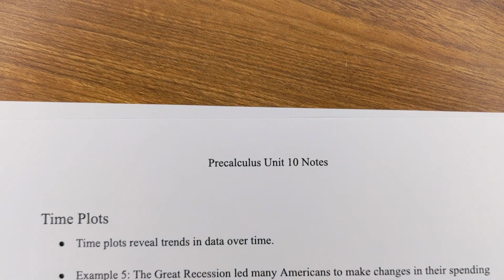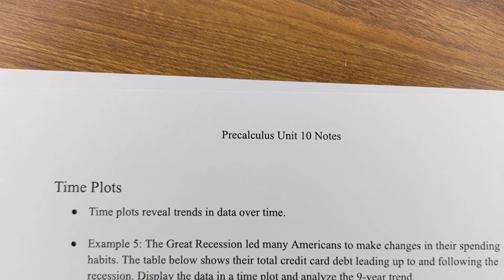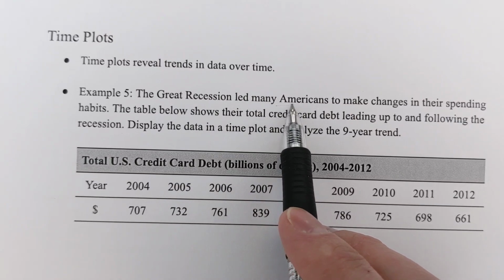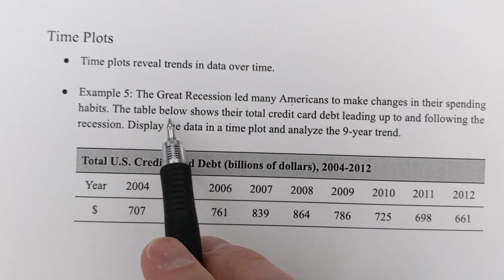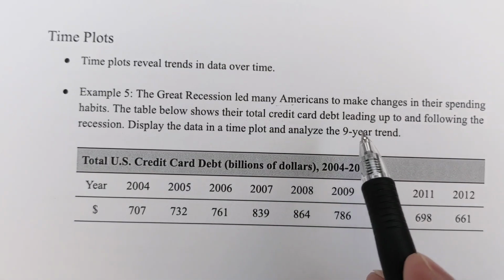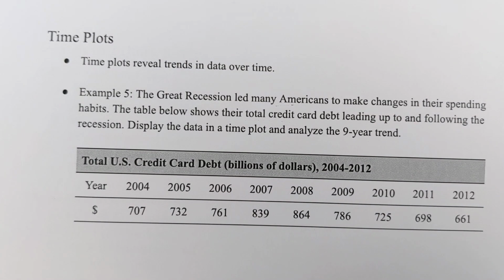All right. You could also do time plots, which are kind of like scatter plots. The Great Recession led many Americans to make changes in their spending habits. The table below shows their total credit card debt leading up to and following the recession. Display the data in a time plot, and analyze the 9-year trend.